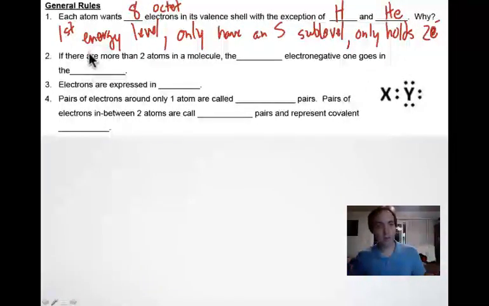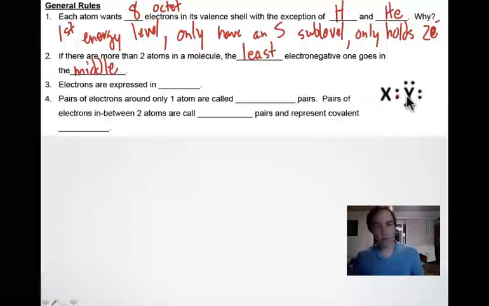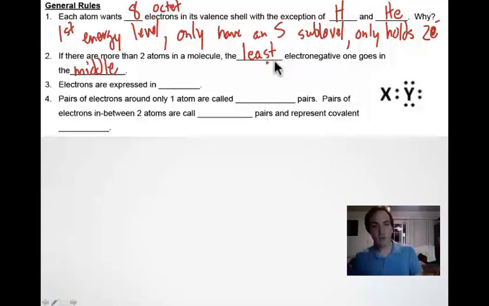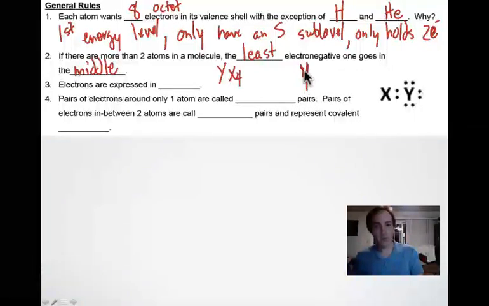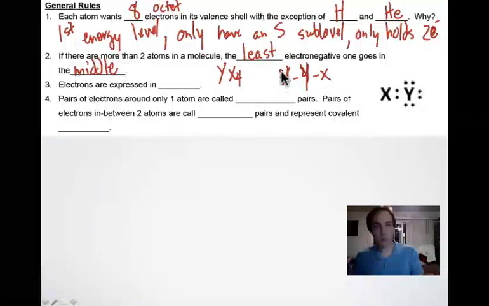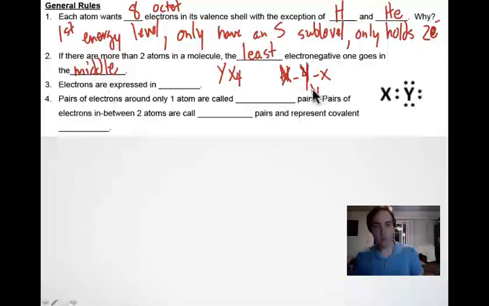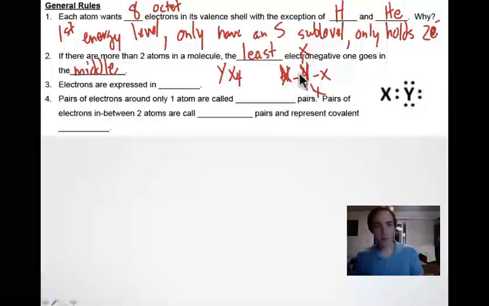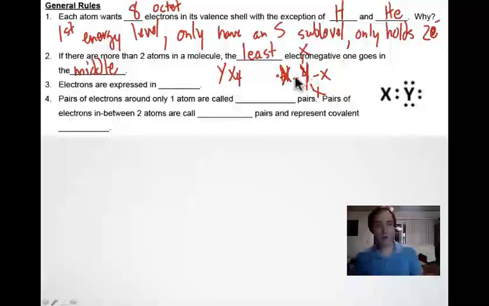Everything else wants 8. Now, next idea is that if there are more than 2 atoms in the molecule, the least electronegative one goes in the middle. So if we use my example here of X's and Y's, if you have something like a Y and 4 X's, and let's say the Y has the least electronegative value, then the Y is going to go in the middle, and then your X's go on the outsides. Maybe an X right here, and maybe you'll put an X up here. But the idea is the least electronegative one always goes in the middle of the molecule.